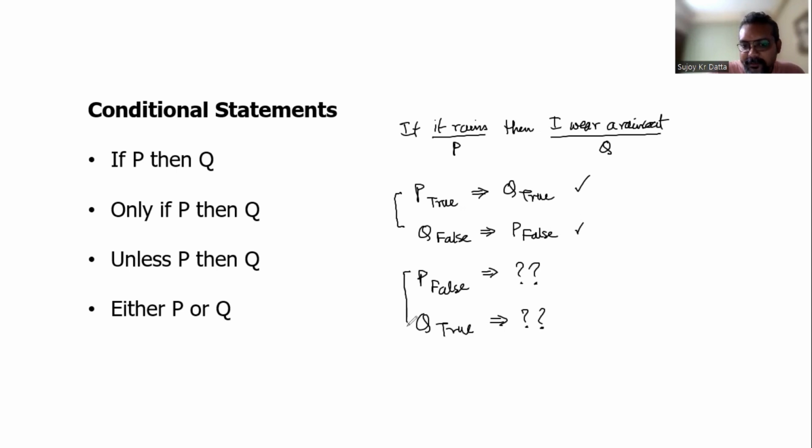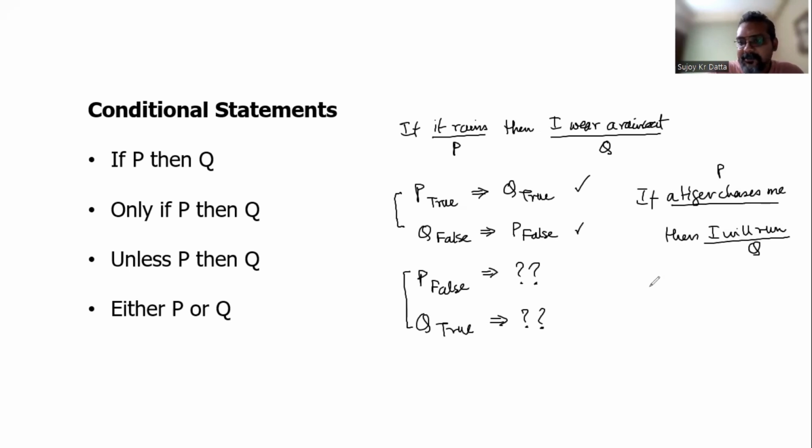Another way of looking at this statement is, let's take something which is easier to understand. If a tiger chases me, that's your P, then I will run is Q. Now this will be very easy to understand. So if the tiger is not chasing me, does it mean that I will not run? I can still run because I have a bus to catch, I have a train to catch, whatever.